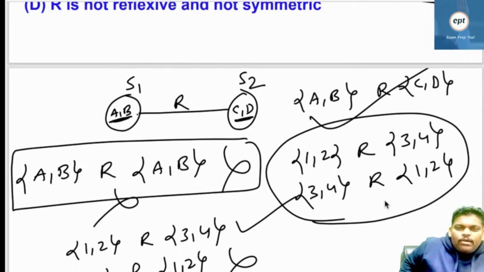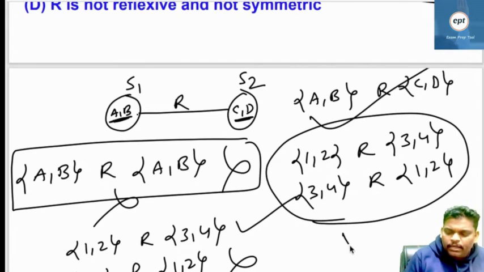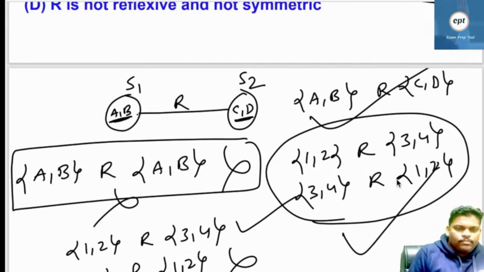AB is there, BA is also there. Is it symmetric? Two sets are related if they have no common element. It is symmetric.